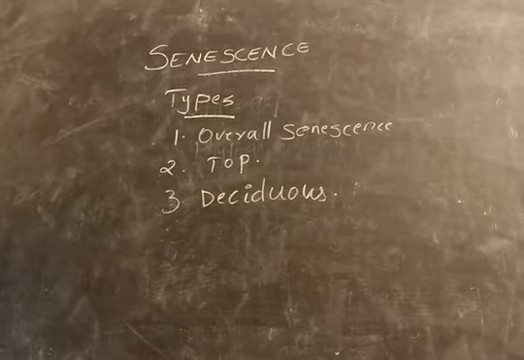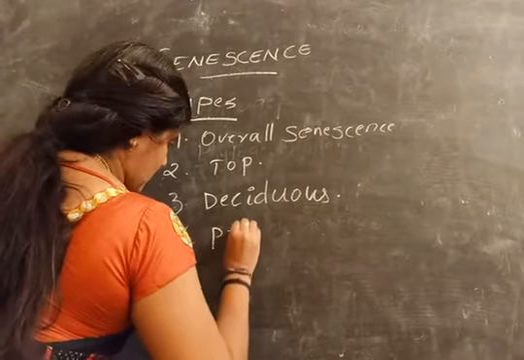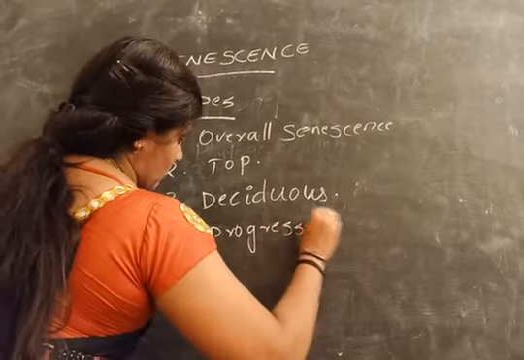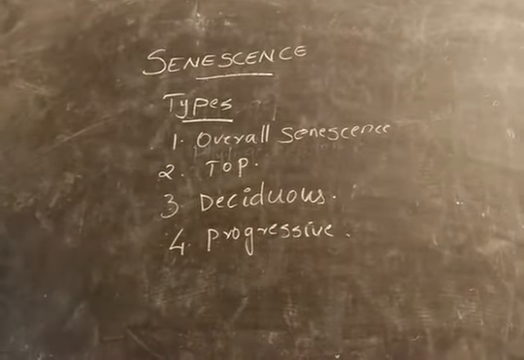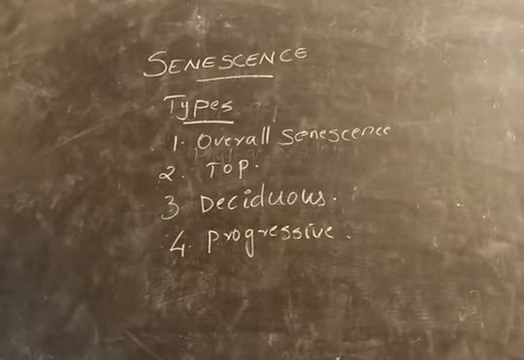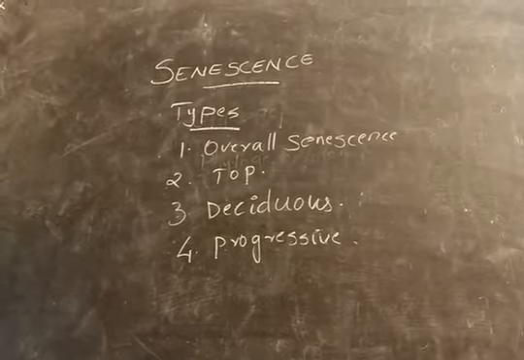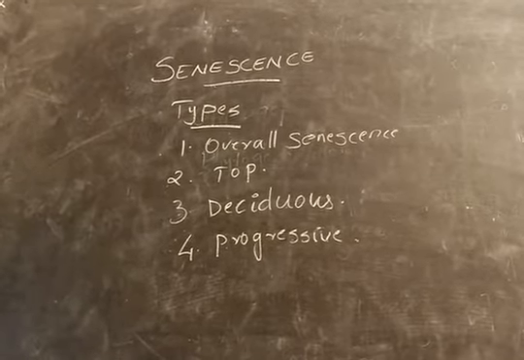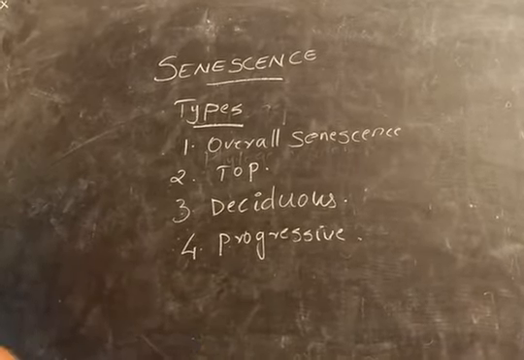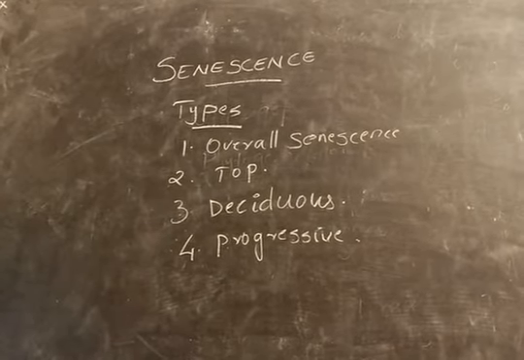Then the last one is progressive senescence. Progressive senescence is a gradual senescence in which it first occurs in old leaves, followed by new leaves, then the stem and finally the root system. So it is common in annuals. Progressive senescence means senescence occurs progressively. So these are the different types of senescence.